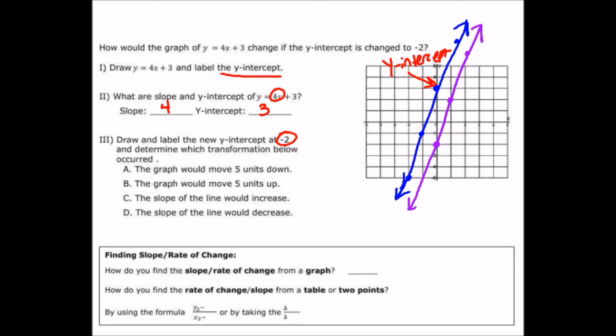A says, did we move it 5 units down? Well, here's my y-intercept, 1, 2, 3, 4, 5. Bam! We actually did. But I want to check the other answers. Did we move the original graph up 5? No, because that'd be off the graph, so that's wrong. The slope of the line would increase. Did we say anything about changing slope? No, it said only y-intercept, so that's wrong, and it wouldn't decrease. So just by checking our answers, we know for sure our answer is correct, A.